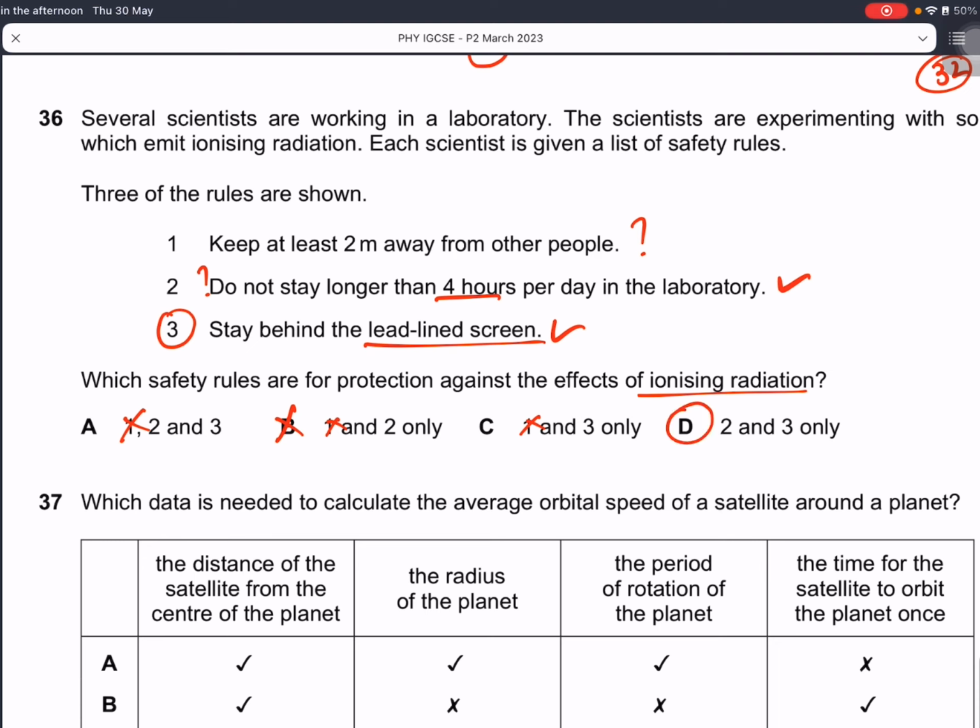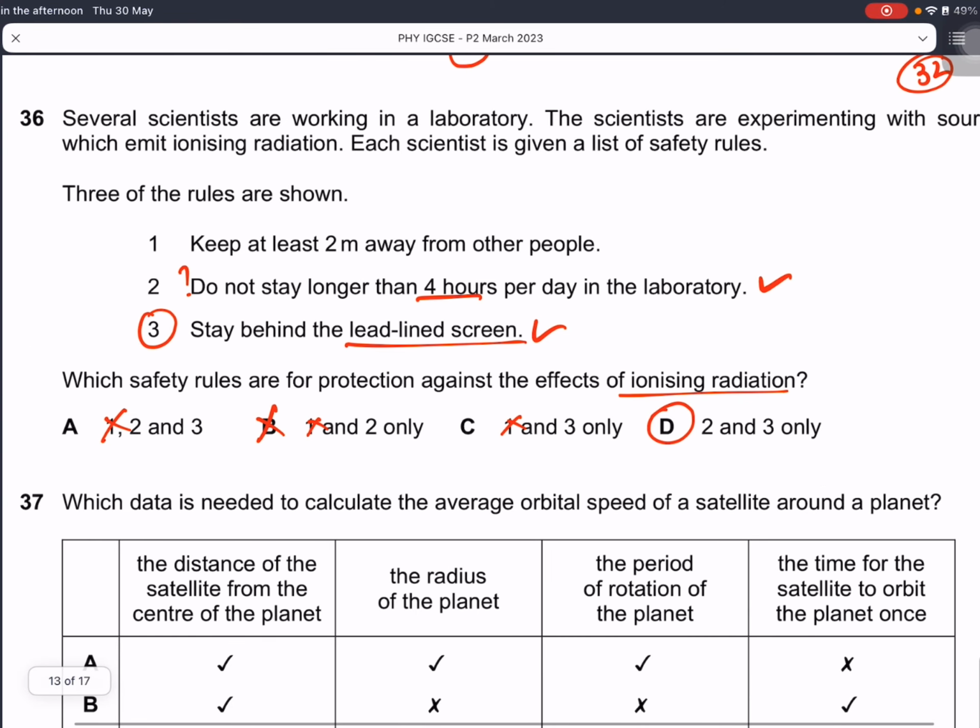Okay, so keeping 2 meters away from other people, it's not about the ionizing. Alpha has just a few centimeters range, guys, for instance. Yeah, the most ionizing one, so 2 meters doesn't make sense here.